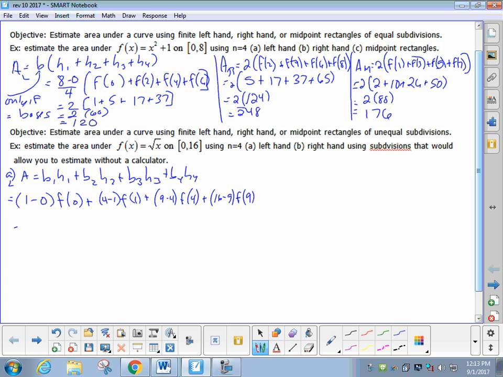Cleaning this up, I'm talking 1 times 0 plus 3 times 1 plus, you'll see a pattern emerging, 5 times 2 plus 7 times 3. First number is an odd pattern, second number is just an ascending whole number pattern. So 0 plus 3 plus 10 plus 21 is 34. Okay.